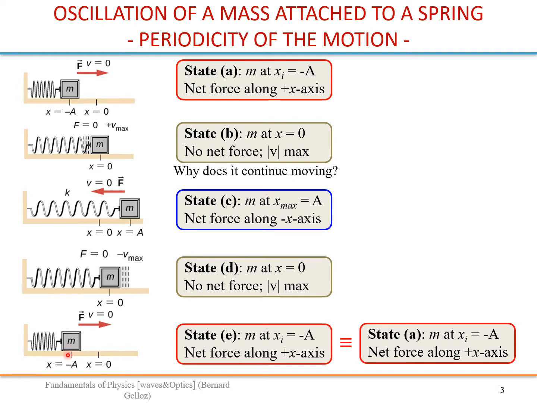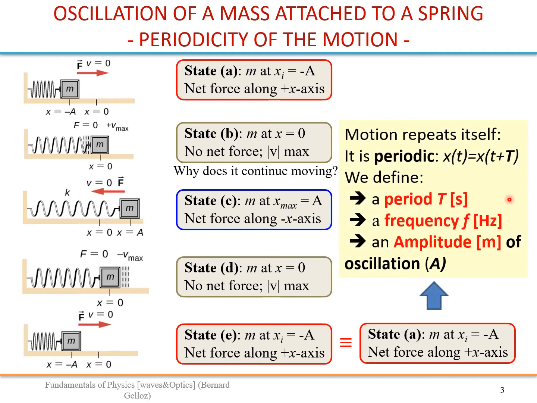And we are back here, so x equals minus a. So this is exactly the same state as this one, so state A. Whenever we come back to exactly the same state, we have a periodic motion, because again we will go for state B, C, D, etc. So we have a periodic motion.